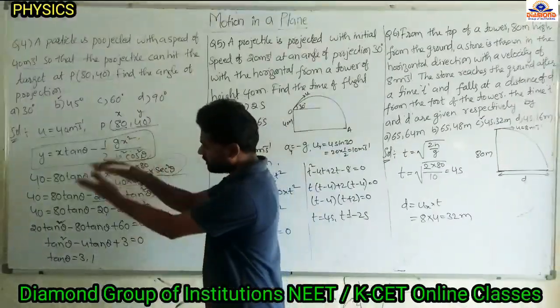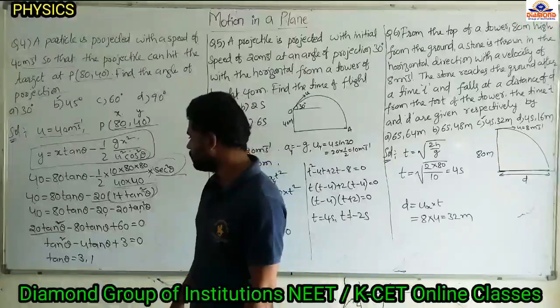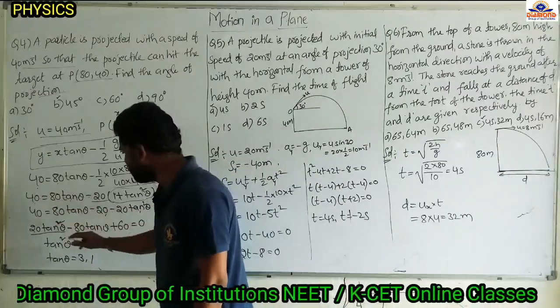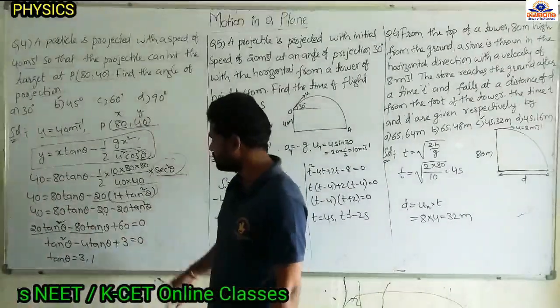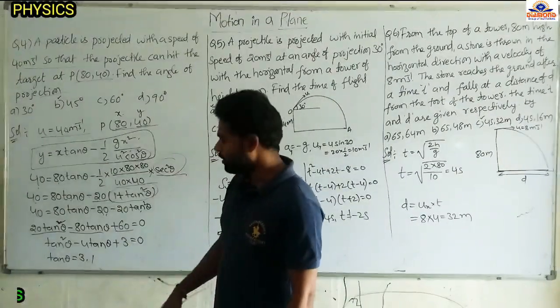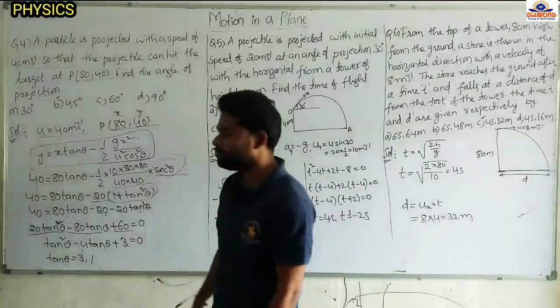Okay, now this one we send to that side, minus 20 tan squared theta will become plus 20 tan squared theta. Next, plus 80 tan theta will become minus 80 tan theta, and minus 20 sent to that side will become plus, and 40 plus 20, 60 we will get. Okay, 20 is common here: tan squared theta minus 4 tan theta plus 3 equal to 0.